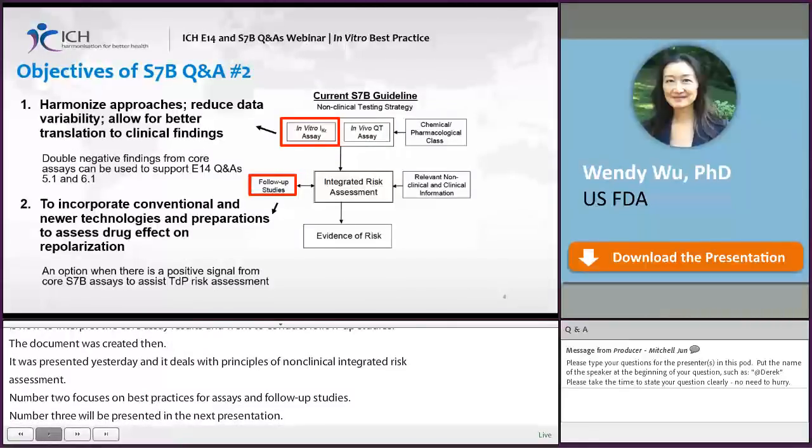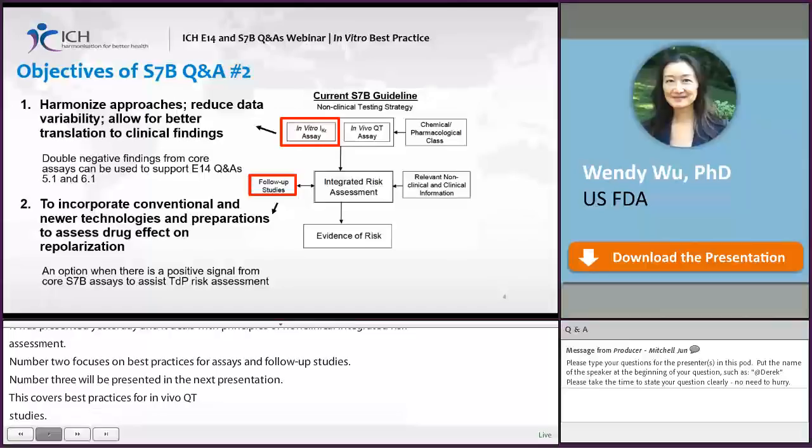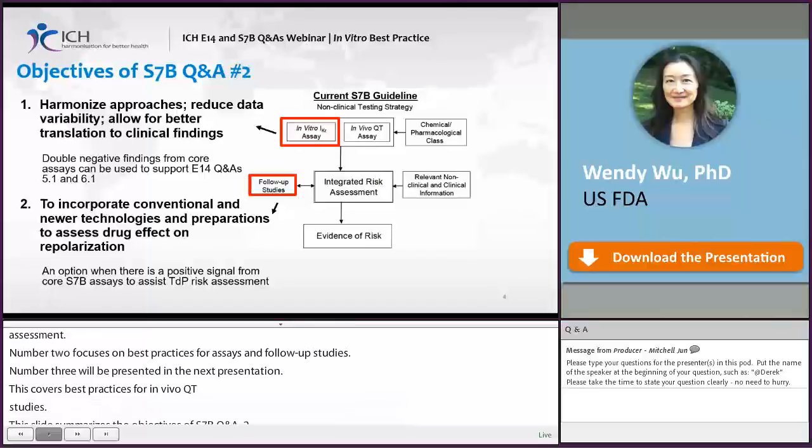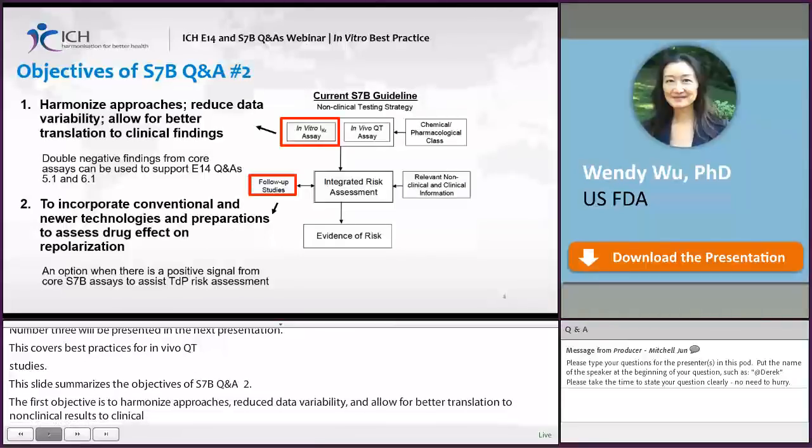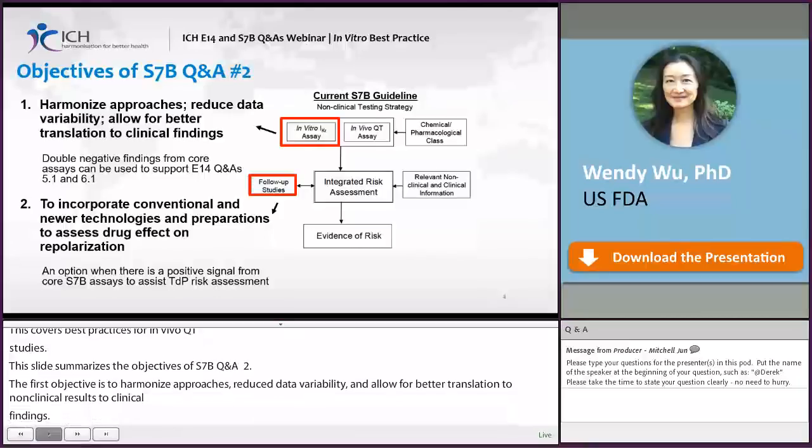This slide summarizes the objectives of S7B Q&A 2. The first objective is to harmonize approaches, reduce data variability, and allow for better translation of non-clinical results to clinical findings. The second objective of S7B Q&A 2 is to incorporate conventional and newer technologies and preparations to assess drug effects on ventricular repolarization. This is an option when there is a positive signal from the core assay to assist TdP risk assessment.